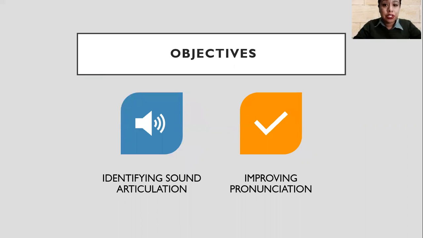The objectives of the research are identifying the sound articulation that students make and improving pronunciation. If we are able to identify the sound articulation of the phonemes and guide students to pronounce them correctly, then that will lead to improving pronunciation. And if we improve in pronunciation, then their speaking will be much better. Speaking is one of the skills that is quite difficult, and it sometimes gives students insecurity, or they don't feel confident enough to speak it. So it is our job as teachers to guide them, help them, and be a role model.